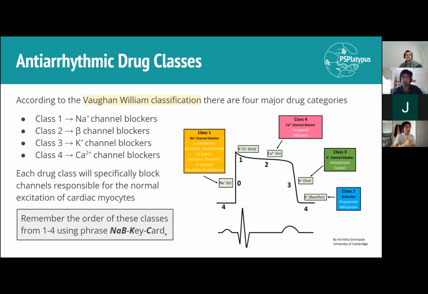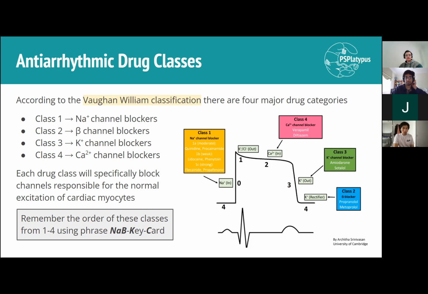So let's actually get into the drug classes. Now, there are generally 4 classes of drugs that we like to use, and they are classified according to the, I'm going to butcher this, so if someone knows the actual pronunciation, please help me. The Vaughan-Williams, or Vago, I don't know, whatever. It's the VW classification. And there are 4 major drug categories: class 1, class 2, class 3, class 4. Now, the numbers don't help because each of them is actually a separate drug category altogether, or they have at least a different mode of action.